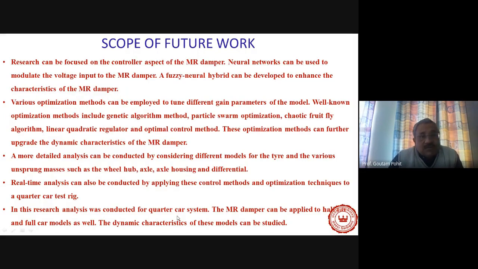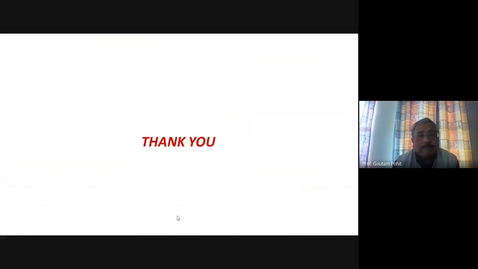Real-time analysis can also be conducted by applying these control methods and optimization techniques to a quarter car test rig. You can further analyze with a half car model and a full car model to get better results for the dynamic characteristics of the models. So thank you.